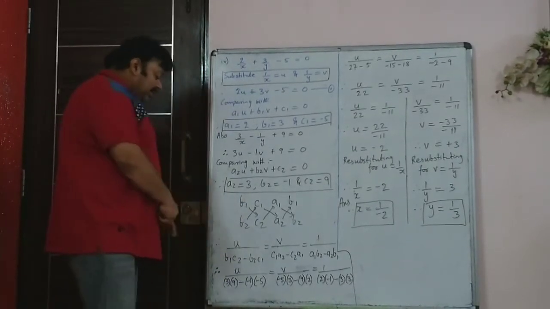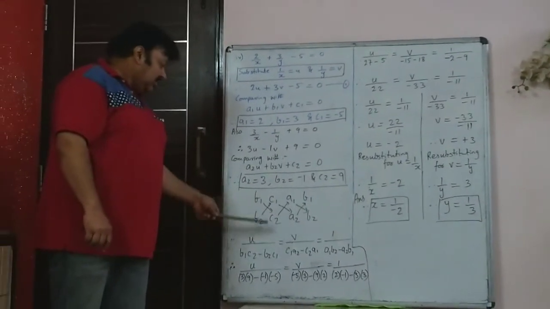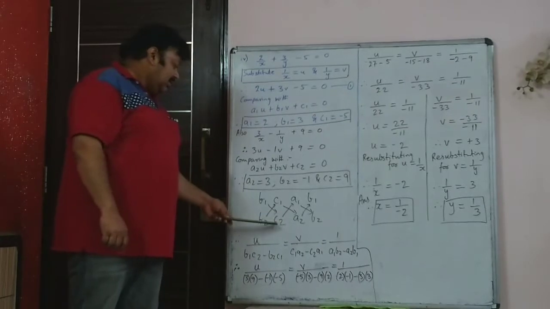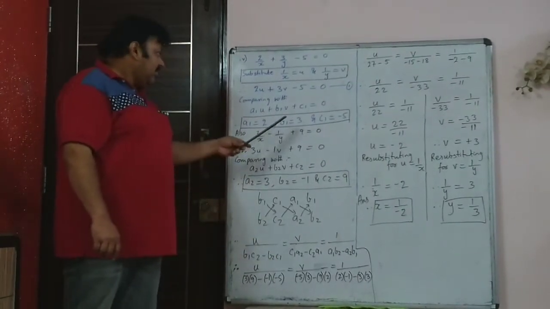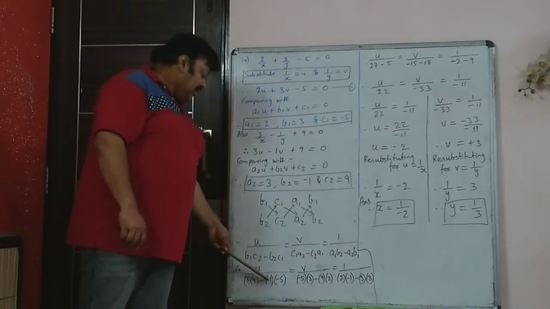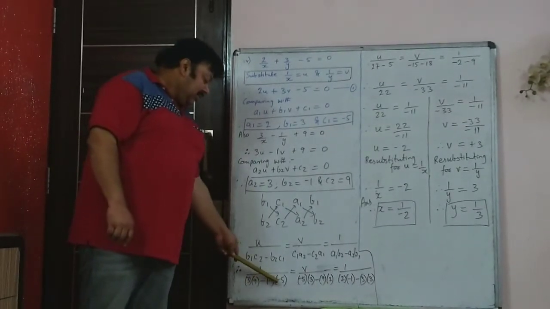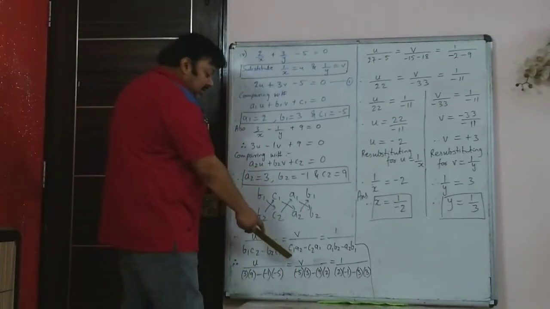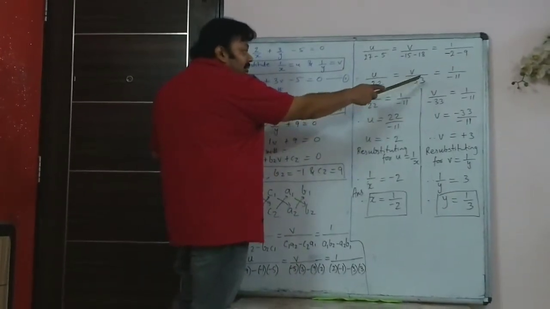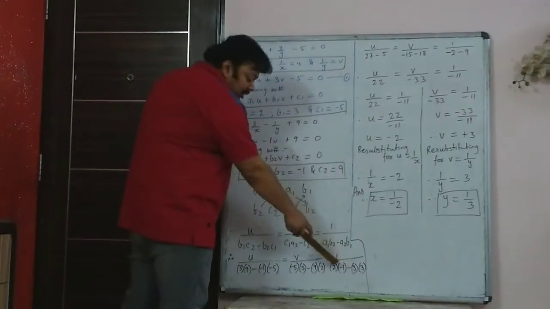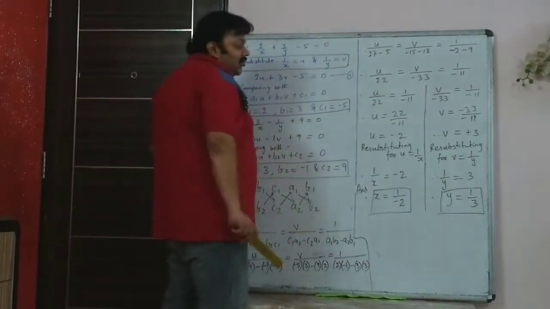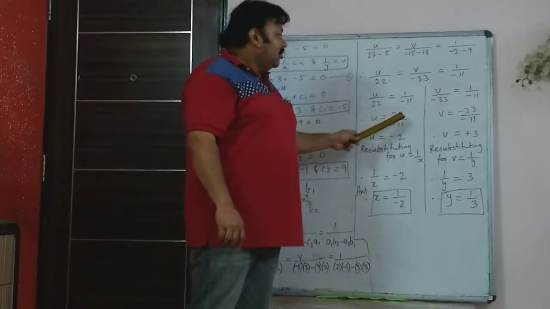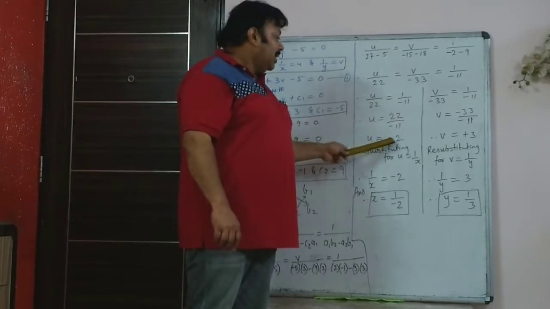So u upon your b1 is 3, your c2 is 9, minus b2 is minus 1 and c1 was minus 5. So that way you will get u upon 27 minus 5, which is u upon 22. Same way v, substitute the given values, you will get v upon minus 33 and 1 upon, substitute the values, you will get 1 upon minus 11. So we equate these two, u upon 22 is minus 1 by 11, or u is minus 2.